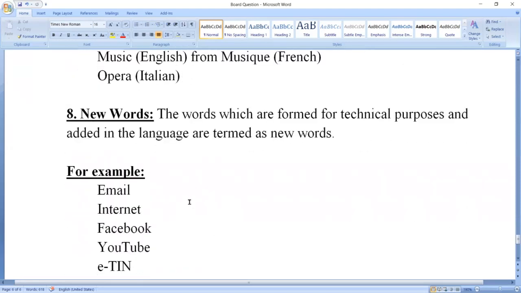The last system of forming new words, that is the new words, is that we make a word completely new, because with the passage of time we need some new words to mean something which has been invented or discovered. So it is said that the words which are formed for technical purposes and added in the language are termed as new words. So new words are completely new, and these are formed for technical purposes, which we invent or discover and which we now use in our practical life.